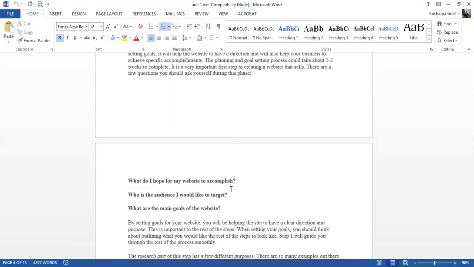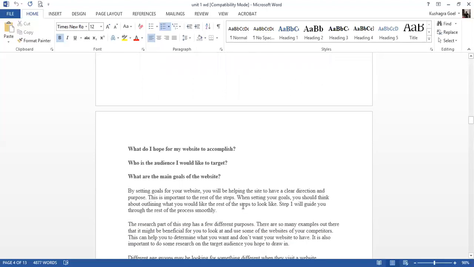This is important to the rest of the steps. Then, setting your goals, you should think about outlining what you would like the rest of the steps to look like. Step 1 will guide you through the rest of the planning process.